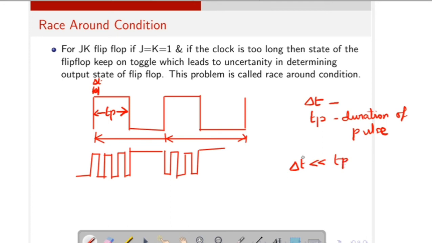So the output of the circuit depends only on the propagation delay. The propagation delay is very low, so when you give the input, after the propagation delay it will generate the output. So that's why when J is equal to 1 and K is equal to 1, it keeps on toggling the states, toggling between state 1 and state 0. So we can't predict the output of the JK flip-flop. So this is the race around condition.